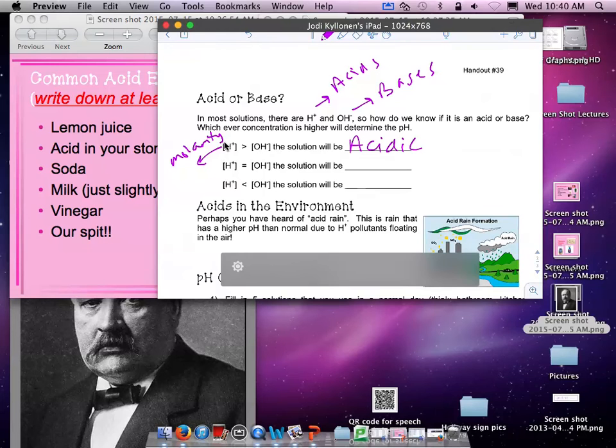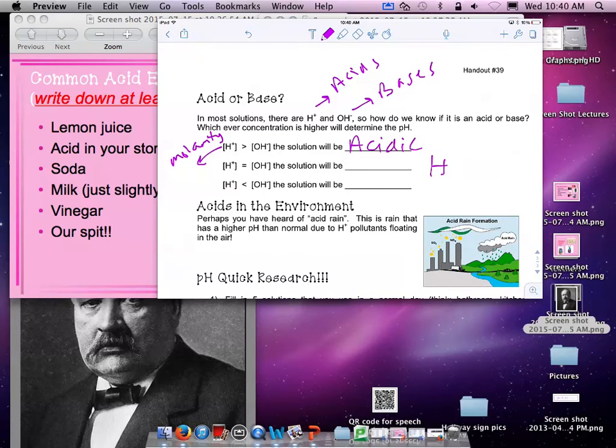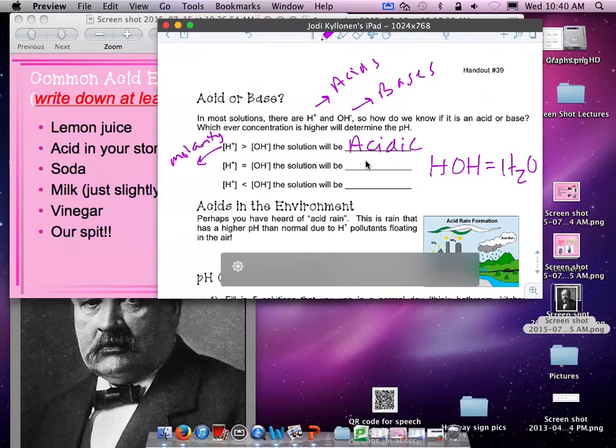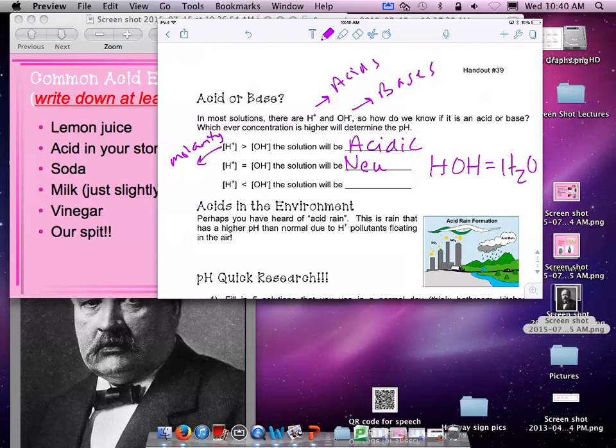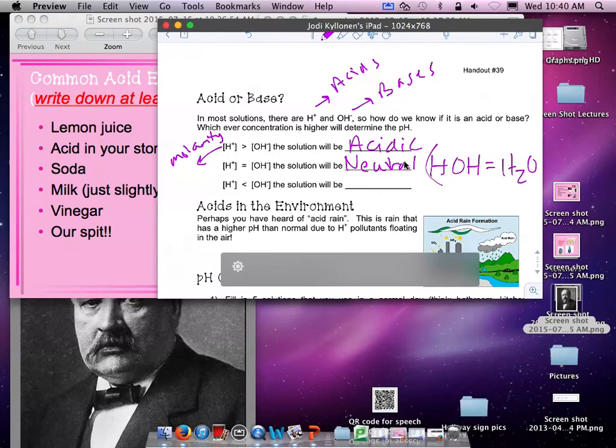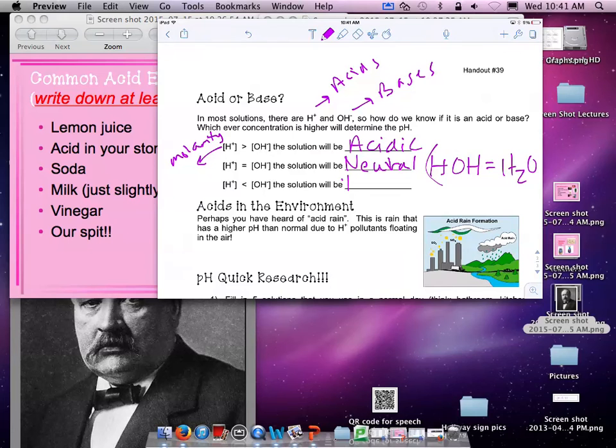So this is another way. If the H's and the OH's are pretty much balanced, well, think about this. H plus and OH minus come together, and that's really H2O. And H2O is really just what? Yeah, water. So that makes it neutral. If the OH minuses are a higher concentration than the H's, well, OH minuses are defined as bases, so the OH would be higher, then that means you have a base solution.